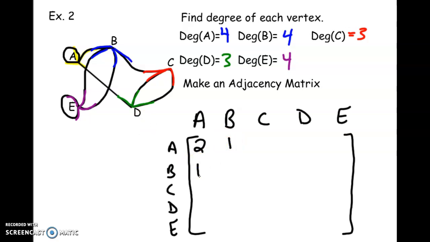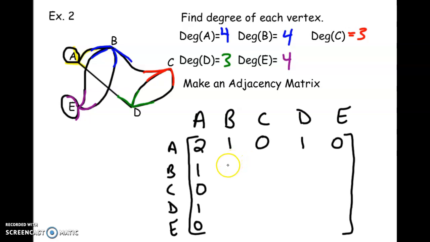Did A connect to C? This one's a little bit hard to see. It goes through B, but it doesn't actually directly connect to C. Okay, so we're going to say 0. A does not connect to C. Okay, D, does A connect to D? Yep, 1 time. And then how about E? Does A connect to E? Nope. So again, 0.